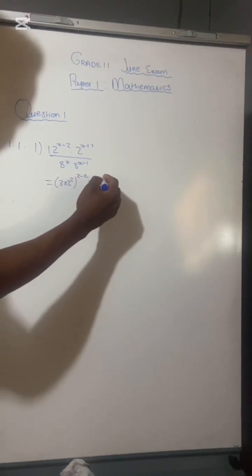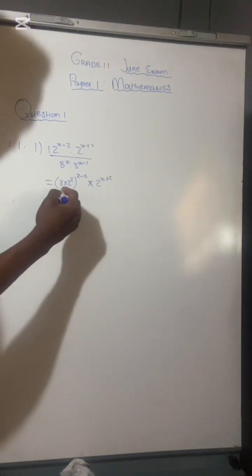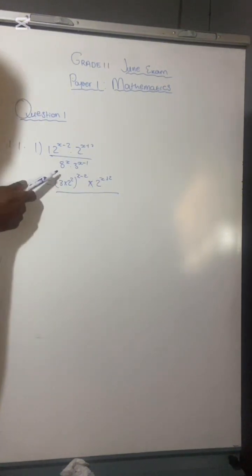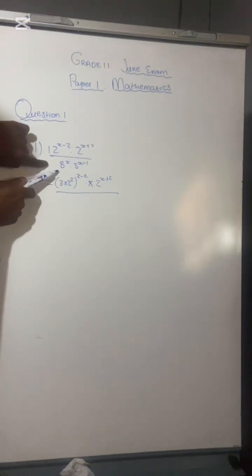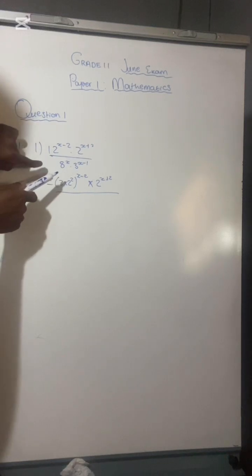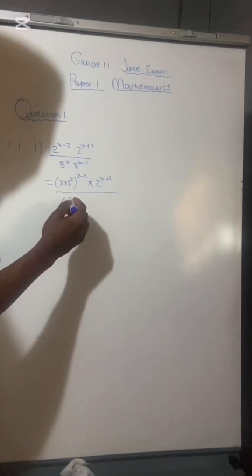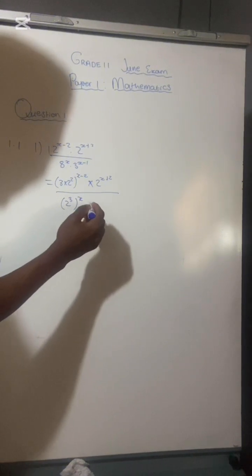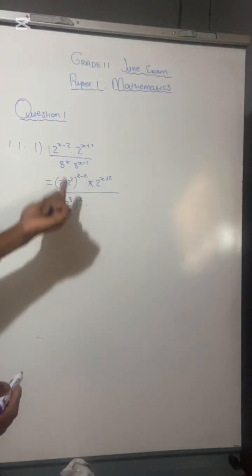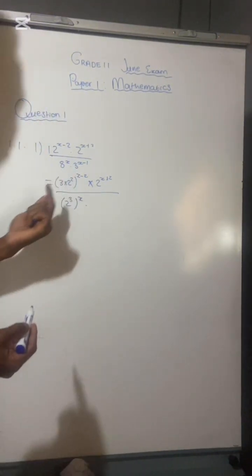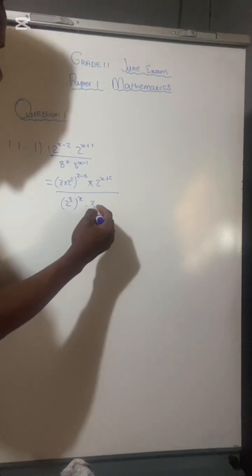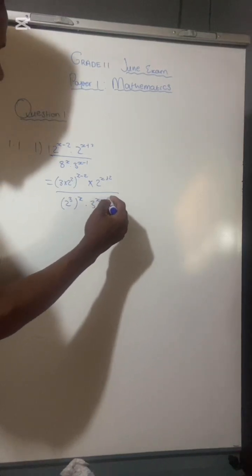Multiply by 2 to the power of x plus 2, divided by, and now we also break 8. Remember, 8 broken into prime factors is 2 to the power of 3, then we have x outside. Is it possible to break 3? No, it is not possible. Since it is not possible, you write it the way it is.